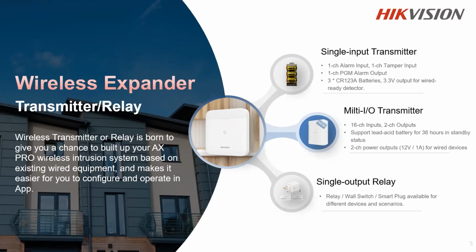Also we have certain relays like the single output relay. So you can control certain electronic appliances, maybe refrigerators, maybe televisions, through the panel. As well as we have the multi-input output transmitter, which can support up to 16 inputs and 2 outputs, and also comes with a backup battery. Also, if you just want a single input transmitter, you can use our single input transmitter, which can support one channel input and one channel tamper input.